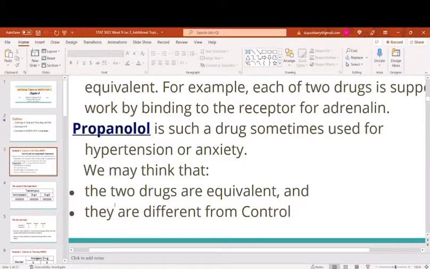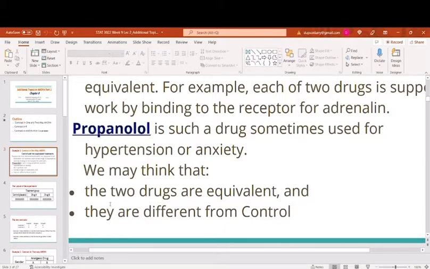If you take a look at this, number one, we may think that it's just like we have an a priori hypothesis. What do I mean by a priori hypothesis? Even before we go into the experiment, we have certain things in mind that we want to test. Number one, we want to see whether the two drugs are equivalent. And number two, we want to see whether they are different from control. The control is placebo.